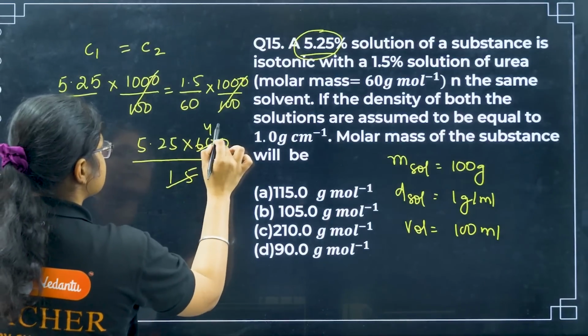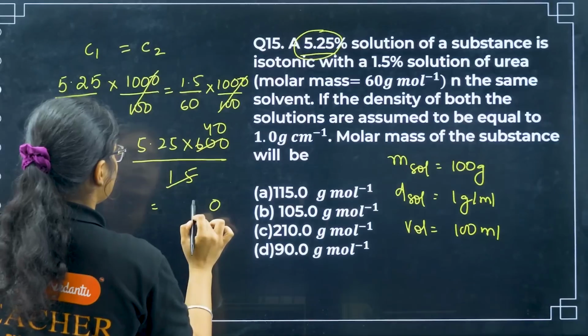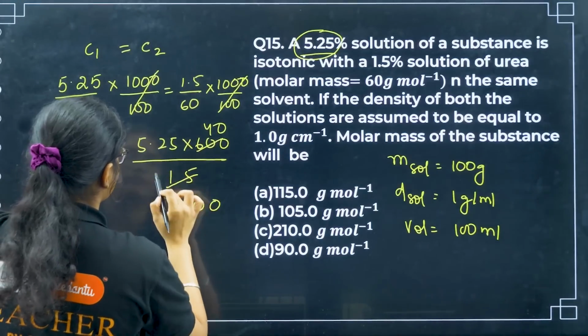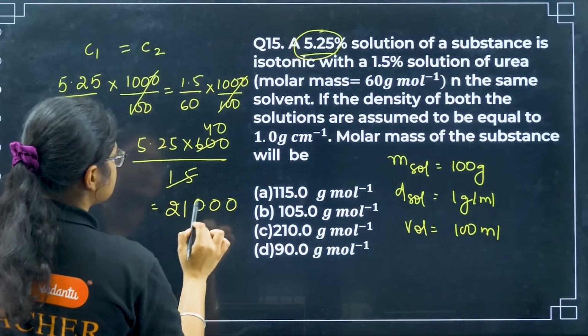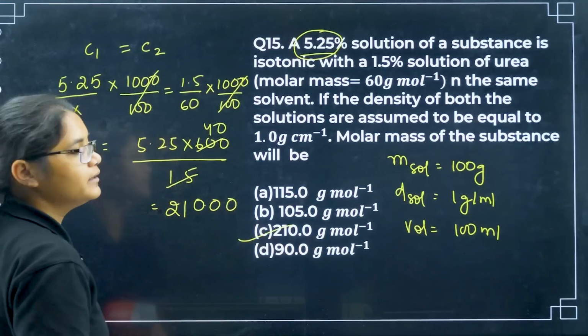So 15 fours are 60. So I got 4 fives are 20, 4 twos are 8, plus 1 is 9, 10. 4 fives are 20 plus 1, 21, and here I have 0. And I have 2 decimals, so 210, option number C.